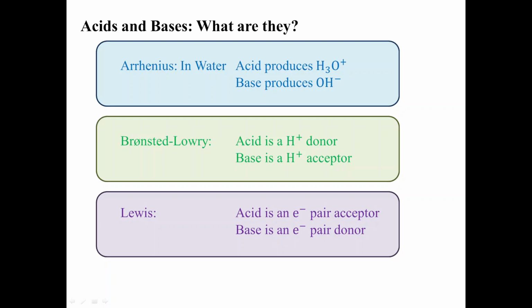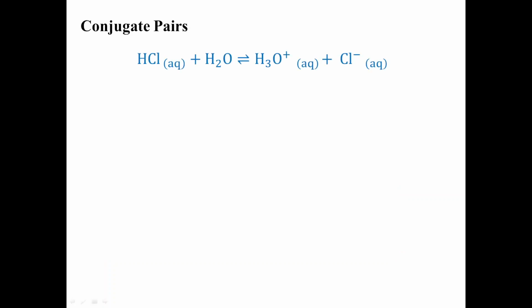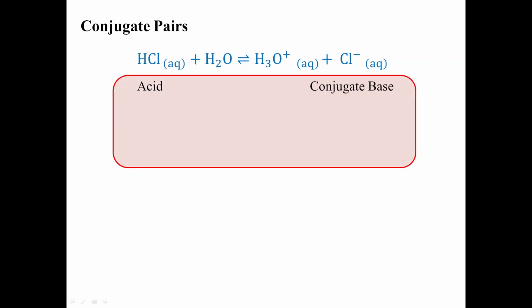But regardless of which definition you like to use for acids and bases, let's take a look at some characteristics about them. If we have HCl, hydrochloric acid, we can mix that with water and it's going to make a hydronium ion and a chloride anion. Now, we know that HCl is an acid, but what about this Cl-? Well, that would be considered a conjugate base. So we have HCl as an acid, and we have Cl- as its conjugate base. It's a base in the sense that it could take on a hydrogen, but it doesn't necessarily have to.